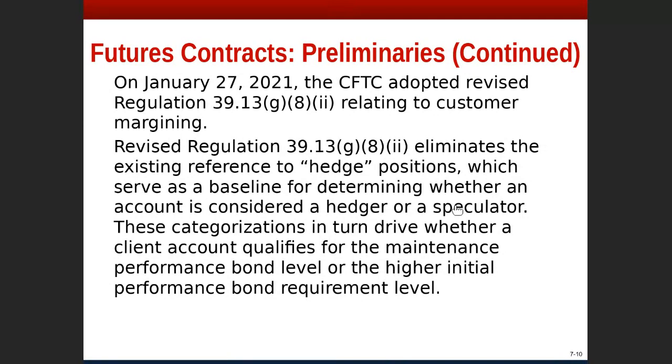For example, your instructor, I buy and sell futures contracts on oil-related products. By that I mean crude oil, unleaded gasoline, home heating oil. I have no interest in those assets. So why do I buy and sell them? Well, again, I want to take advantage of price fluctuations. These categorizations, whether you are a speculator or a hedger, in turn drive whether a client account qualifies for the maintenance performance bond level or the higher initial performance bond requirement level.